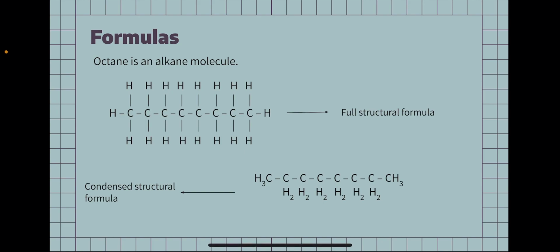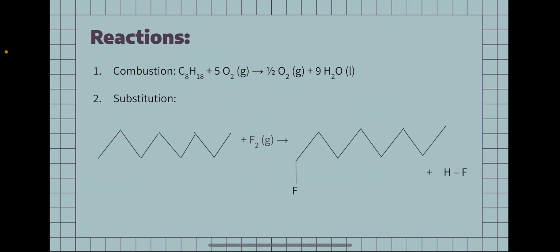So octane is an alkane molecule, and for the formulas, there are 8 carbon atoms and 18 hydrogen atoms. And on the top here, you can see the full structural formula, and on the bottom, you can see the condensed structural formula. And for the reactions, I chose to do combustion and substitution.